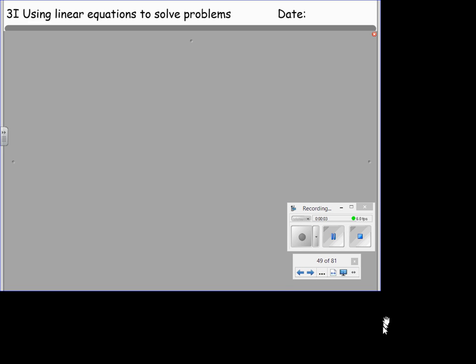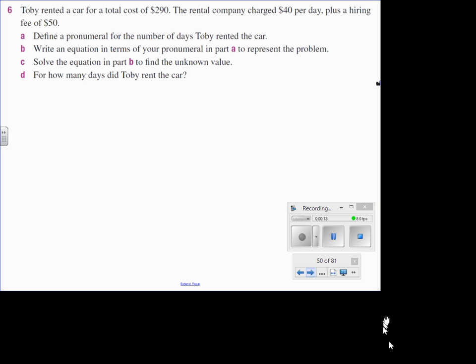Hi, year 9. Go ahead and set up your paper with 3I using equations to solve problems. And the way we're going to begin these notes is just by walking through an example together.